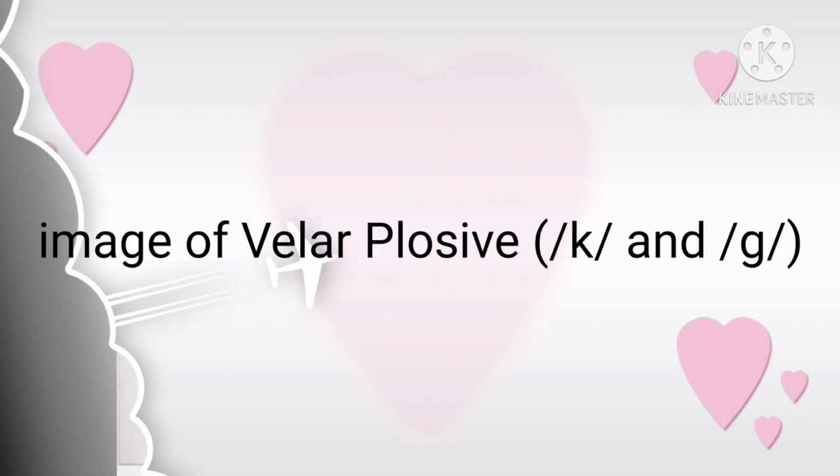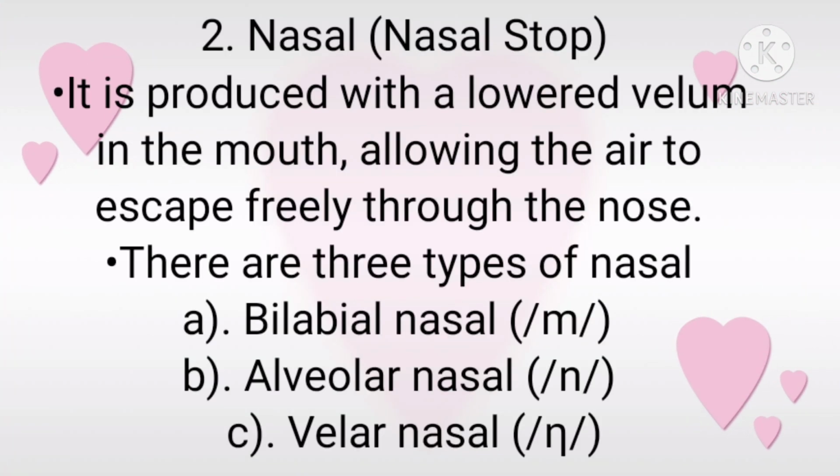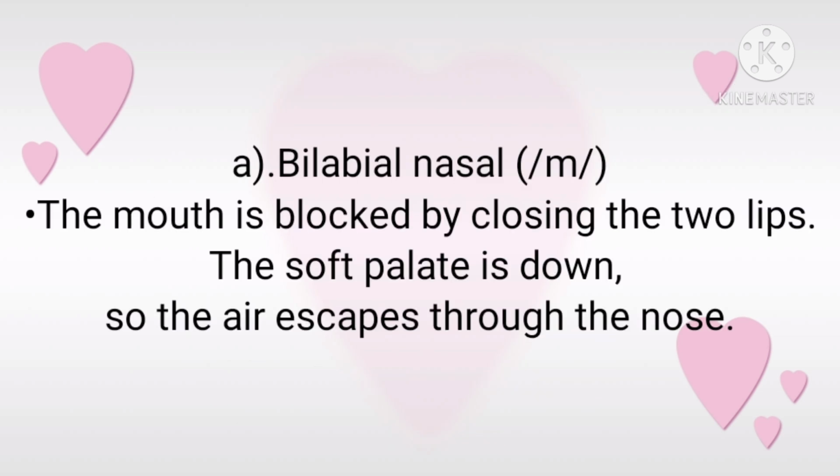Velar plosive K and G. Nasal stop. It is produced with a lowered velum in the mouth, allowing the air to escape freely through the nose. There are three types of nasal: bilabial nasal M, alveolar nasal N, velar nasal NG. Bilabial nasal M: the mouth is blocked by closing the two lips. The soft palate is down, so the air escapes through the nose.